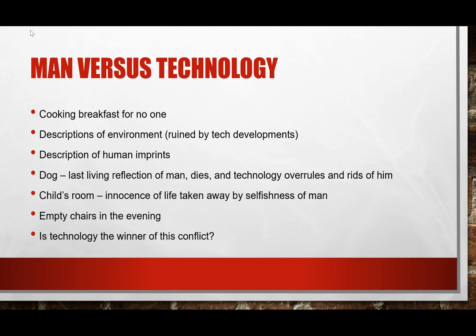So think about it. Conflict is just disagreement between two things. This story clearly shows a disagreement between man and the technology that they created, and these are examples in the text that I think shows that. So have a pause, and then we'll move on to the next one when you're ready.